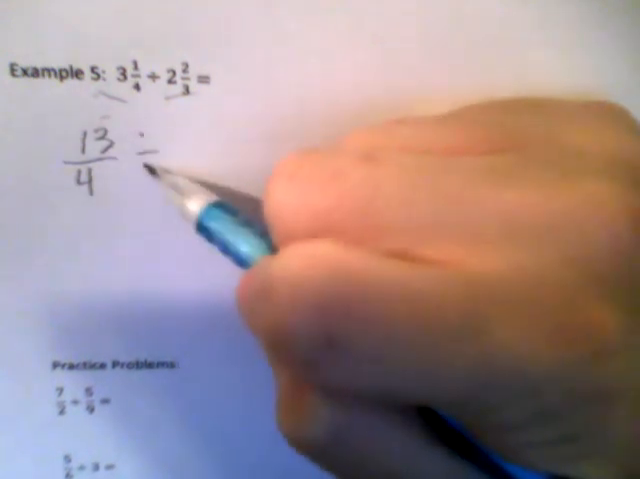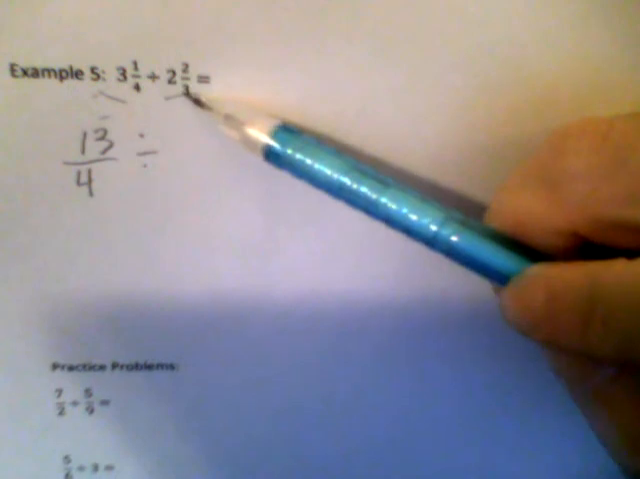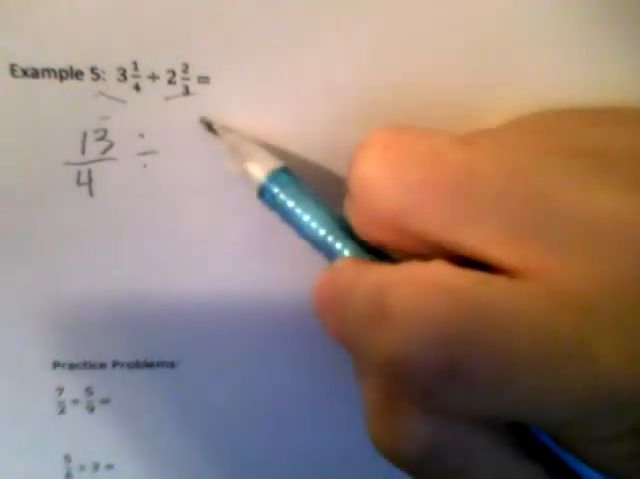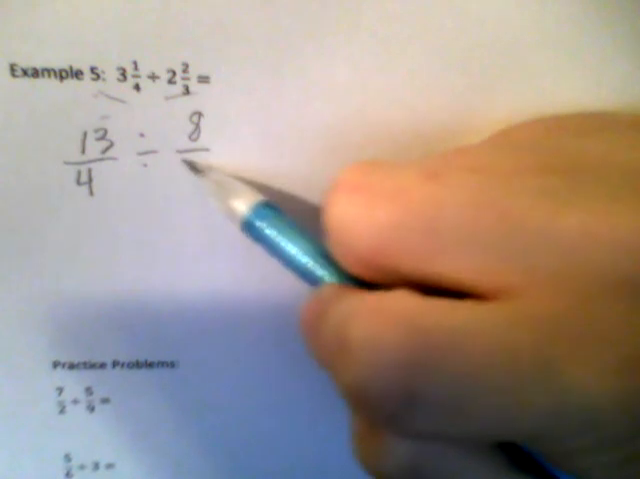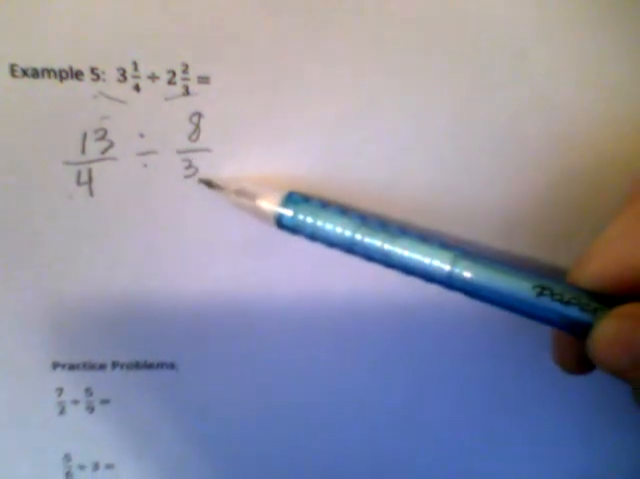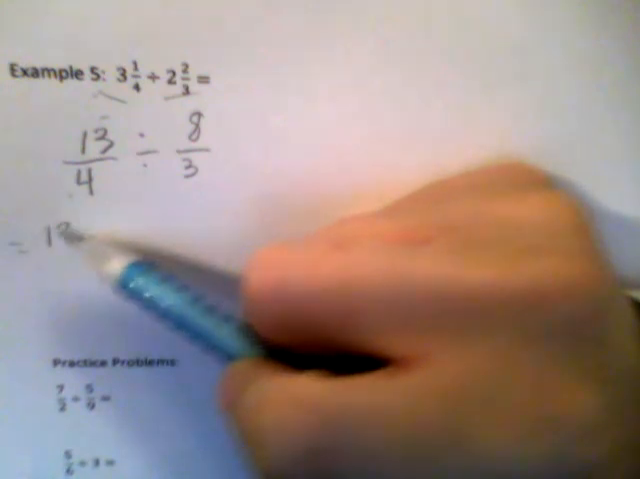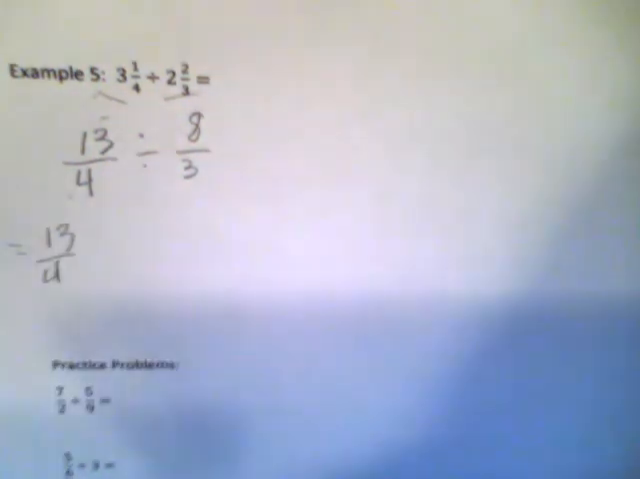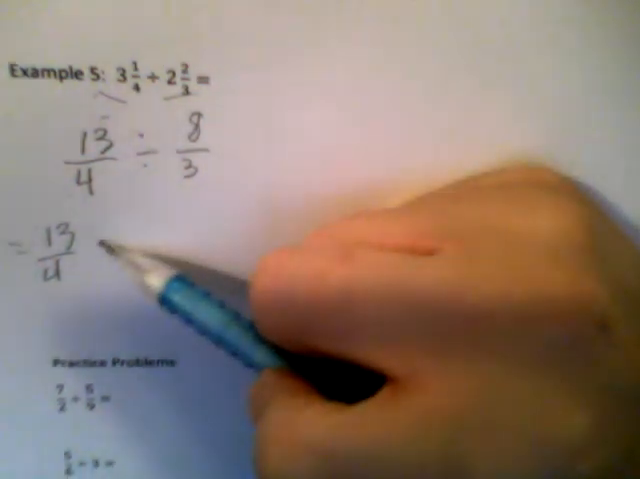So I have 13 over 4 divided by 2 2/3. I'm also going to change my 2 2/3 into an improper fraction. To do that, I do 2 times 3, which is 6, plus 2, which gives me 8. So 8 is my numerator, and then 3 is my denominator. Now I just have to apply my rules of division. To divide one fraction by another, I multiply the first fraction by the reciprocal of the second fraction. In other words, I keep the first fraction the same.